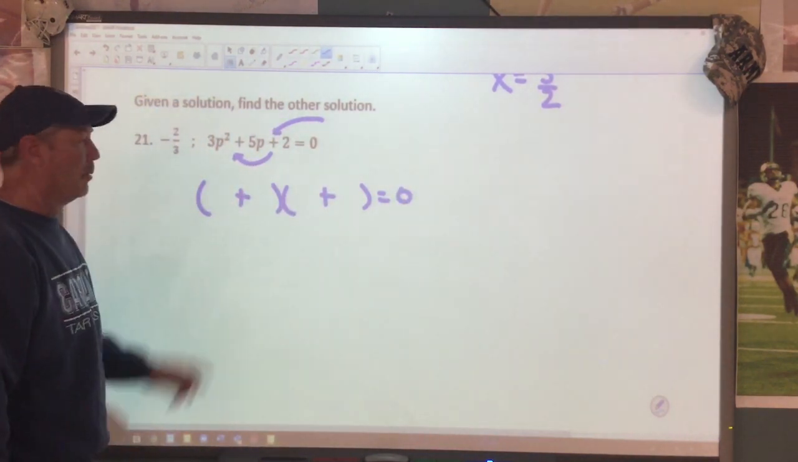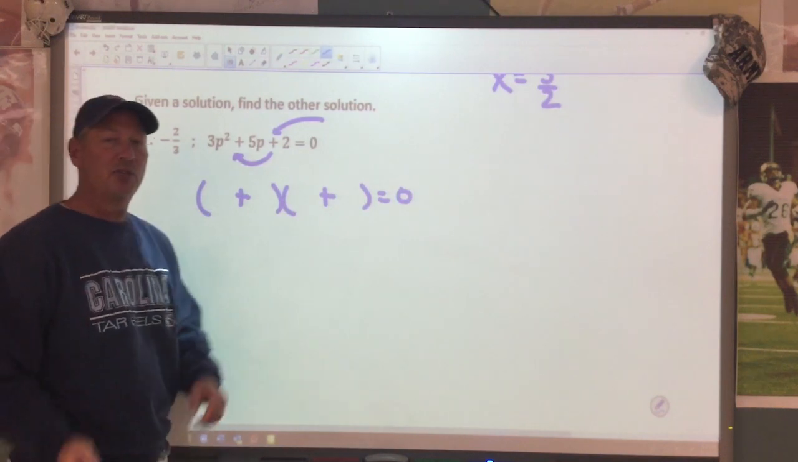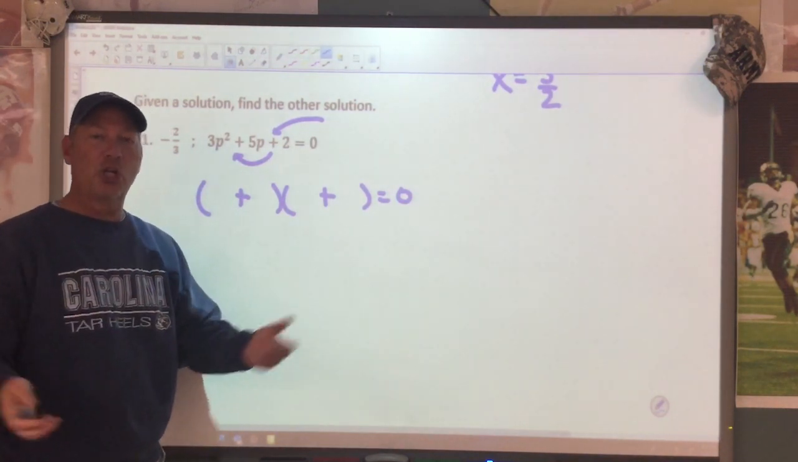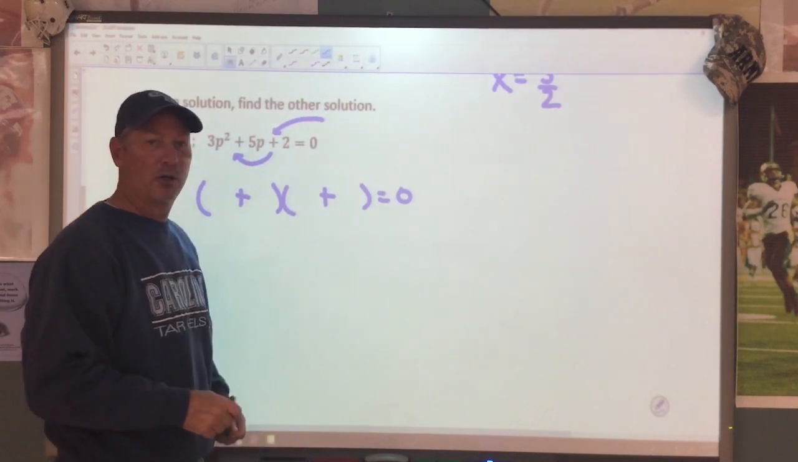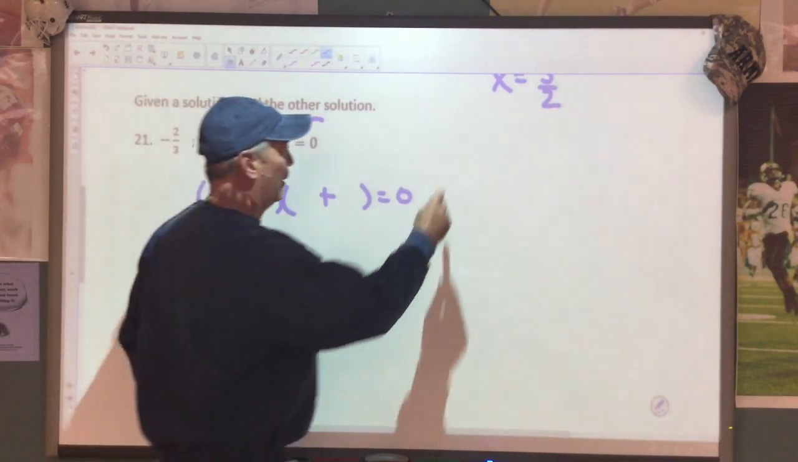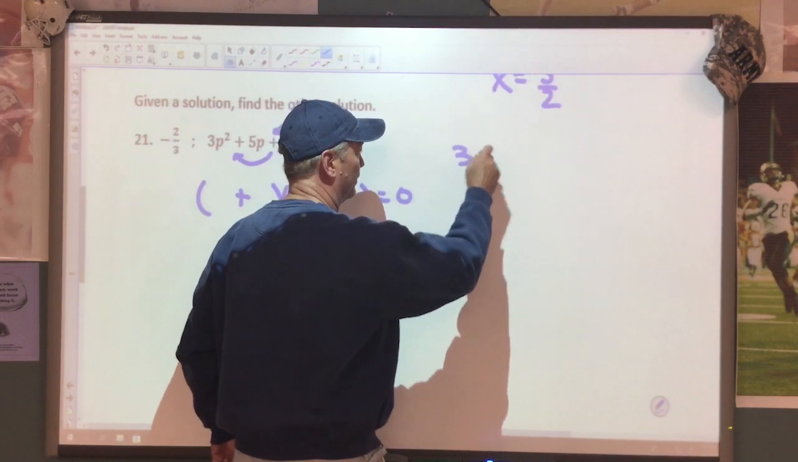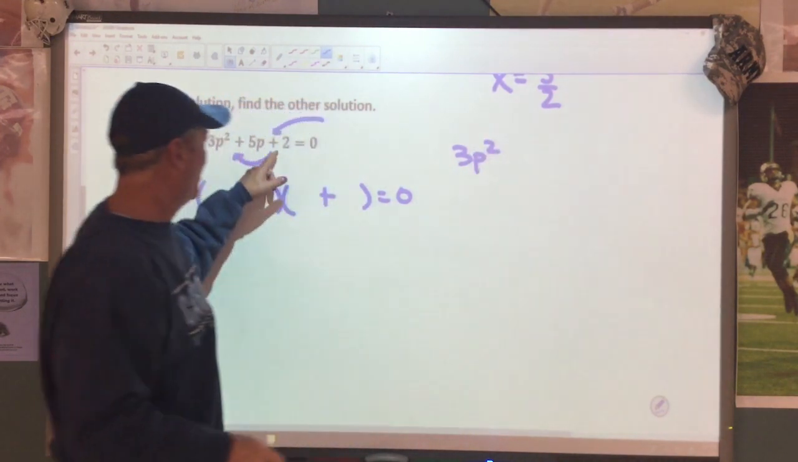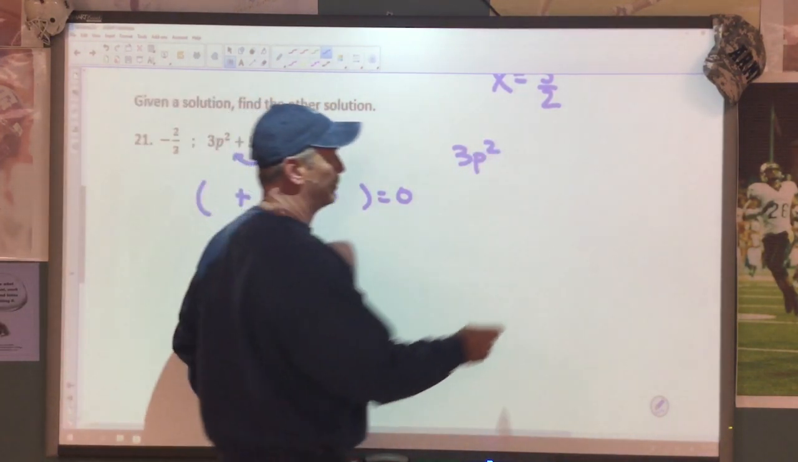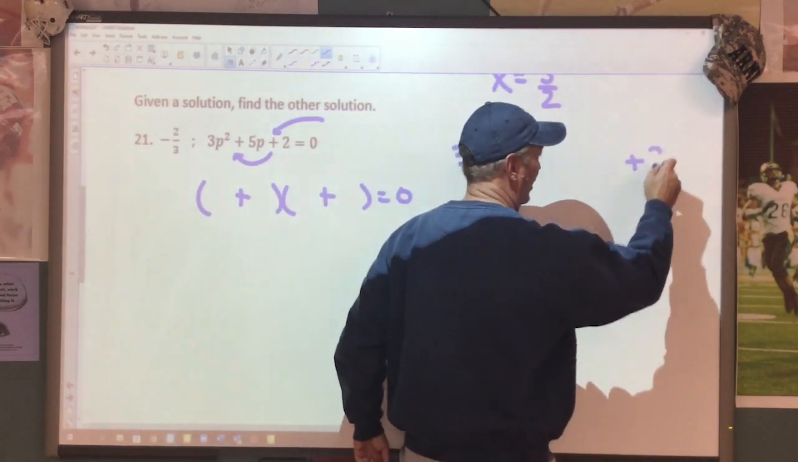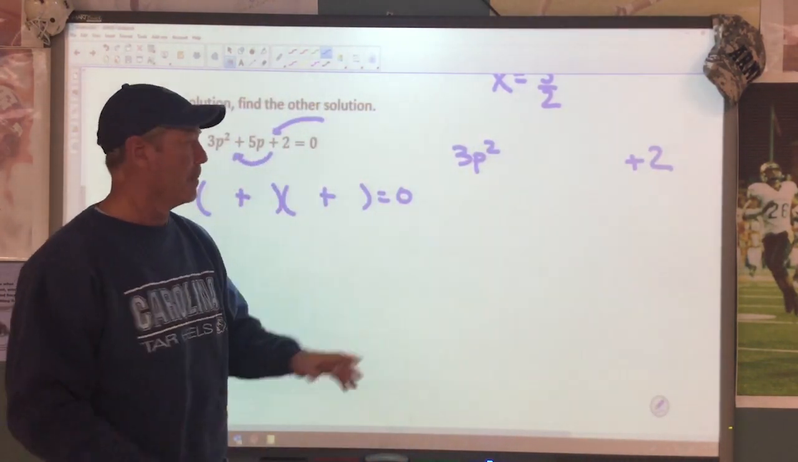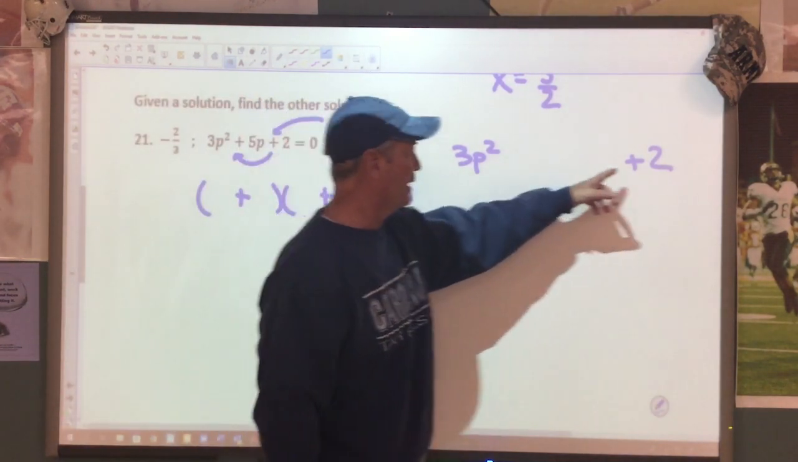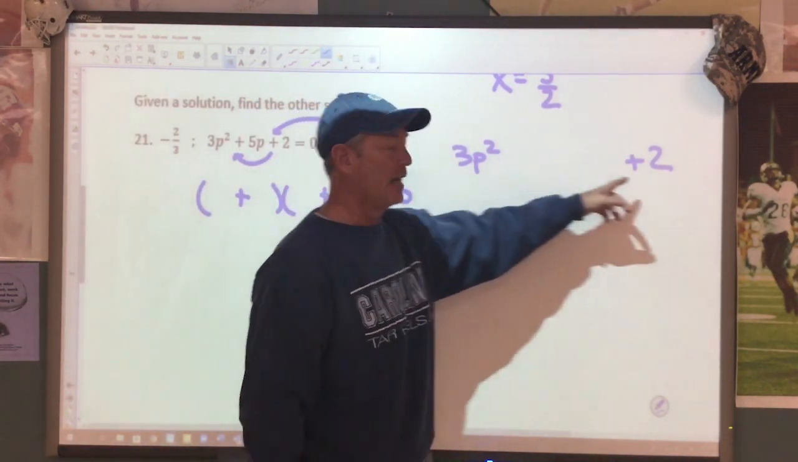Okay? But this time we have a 3. So we're either going to use the box or grouping. And we're going to go to grouping this time. We've been using the box a bunch, but let's go ahead and do one in grouping. We're going to say 3p squared, and way at the back end, we're going to put a plus 2. Very, very similar to the box method, okay? I'm going to ask you to multiply these together. I'm going to say 3 times 2.